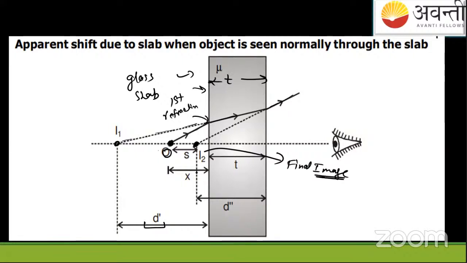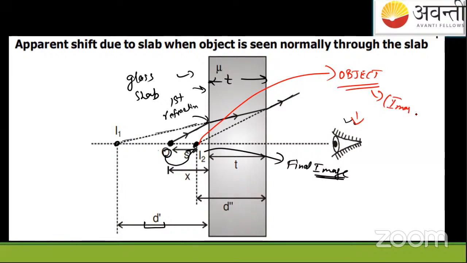So from your perspective, from your eye perception, you will say that the final image, due to the final refraction, is formed where? You will say it is formed here. So you will read this as the object, but actually it is the image. So that's the apparent shift.